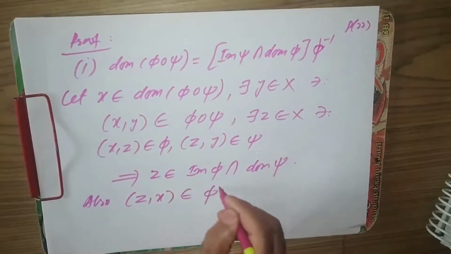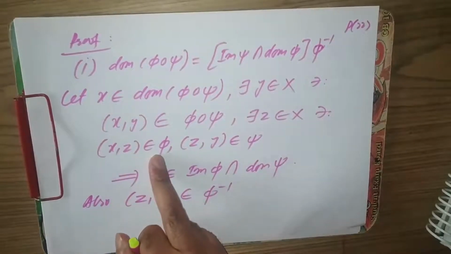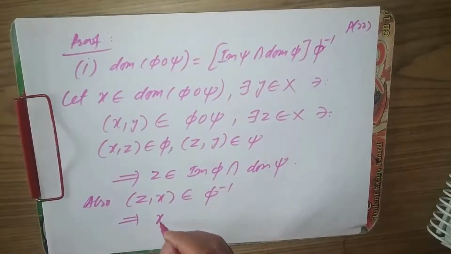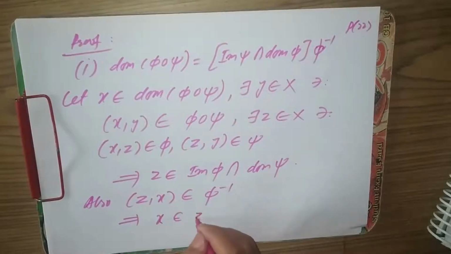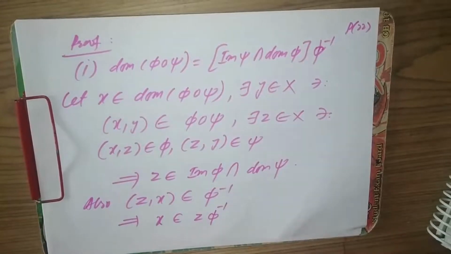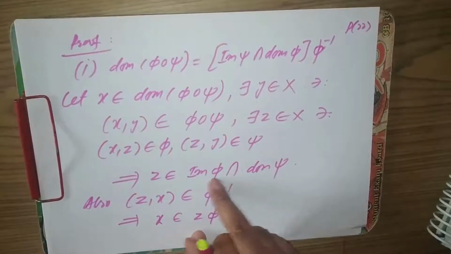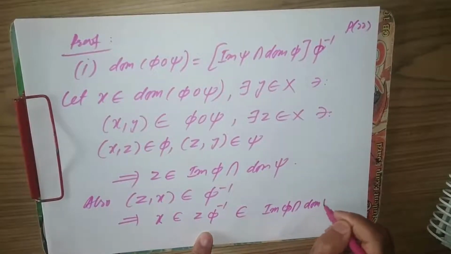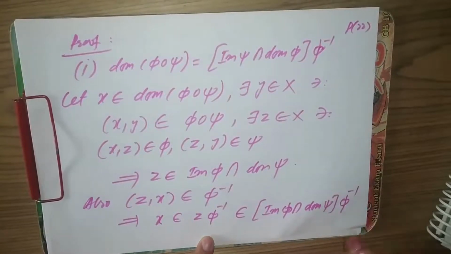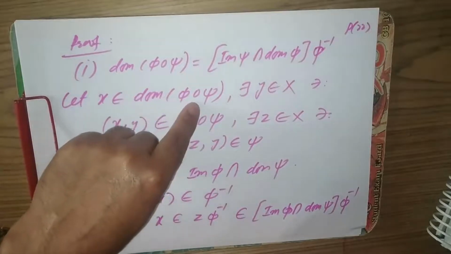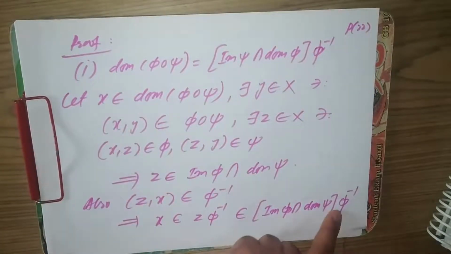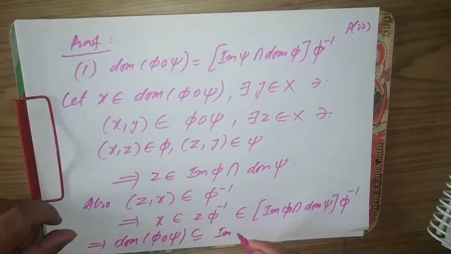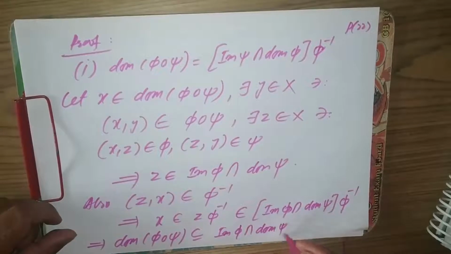Also z comma x belongs to phi inverse, because x comma z belongs to phi, the converse of a relation. So where is x now? X belongs to z phi inverse, but where is z? Z belongs to the image of phi intersection domain of psi. Therefore, whenever x is in the domain of phi composition psi, then x is in phi inverse of the image of phi intersection domain of psi. Which implies the domain of phi composition psi is a subset of that set.